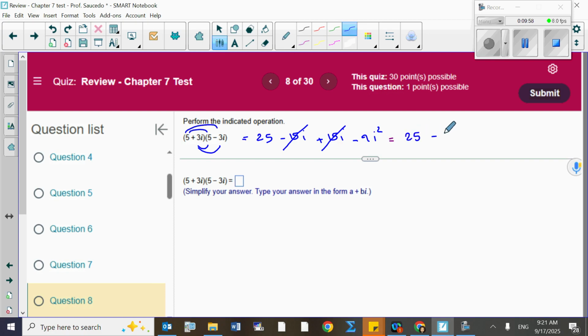So I have 25 minus 9i squared. But I know i squared is negative 1. So this will be 25 minus 9 times negative 1, which is negative 9. And I have a negative here. That's going to make it positive 9. So the answer will be 34.